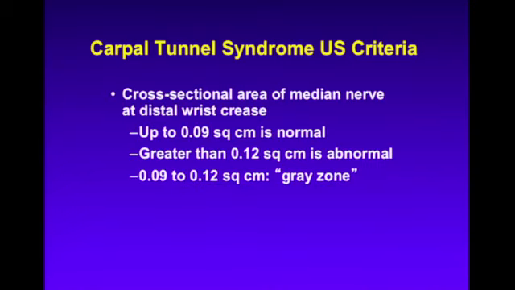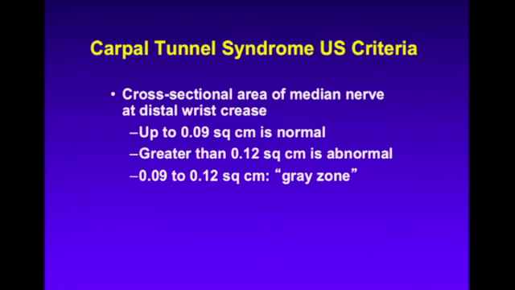Now, carpal tunnel syndrome ultrasound criteria have been extensively reported in the literature, and the biggest parameter that we use is the cross-sectional area of the median nerve at the distal wrist crease, that is right before the median nerve enters the carpal tunnel. Because what happens is that when the median nerve, or any nerve for that matter, is compressed, it will swell up proximal to the site of compression.